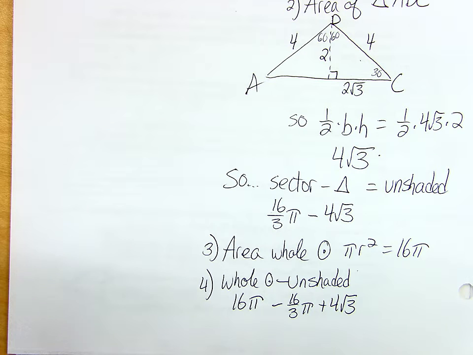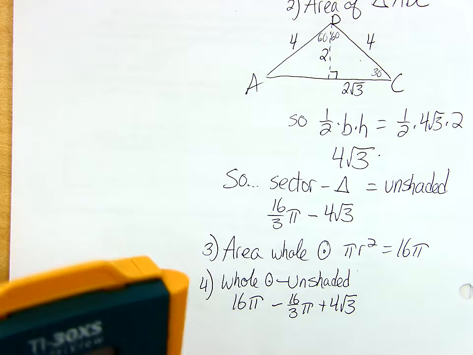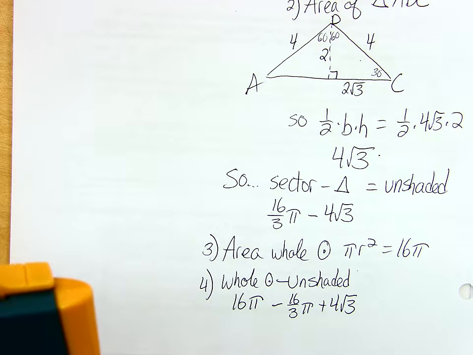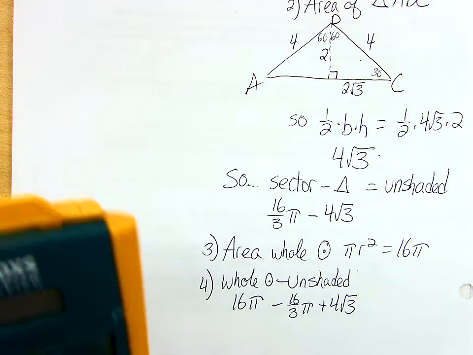And then I could throw this into decimal form and hope that we don't get a negative, because that would be bad news. I should actually get a pretty decently large number, because the shaded region's a big part. 16/3 pi plus 4 root 3.